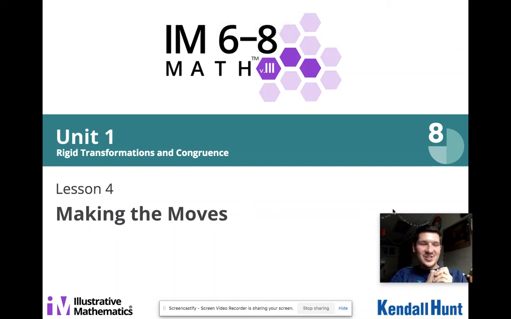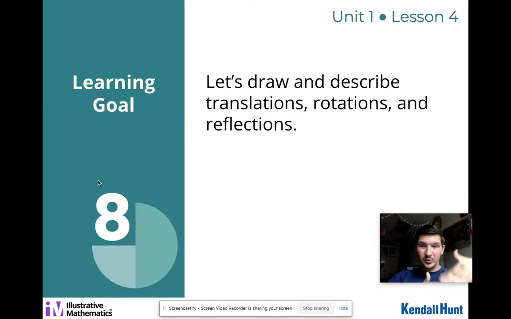Friday. All right. So again, still rigid transformations. We are now just going to be focusing on making the moves happen. Really focusing on what happens when we make moves, but now also looking at how we make multiple moves in one. So let's draw and describe translations, rotations, and reflections when it all happens in one, because that is possible.